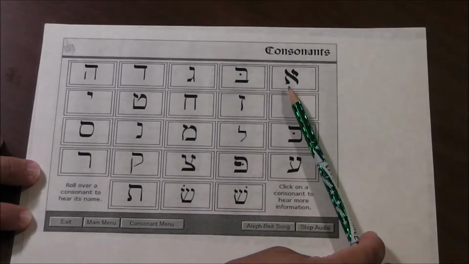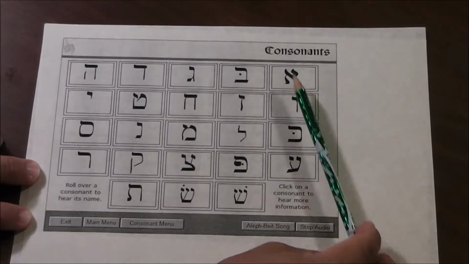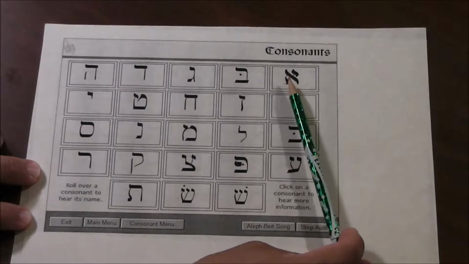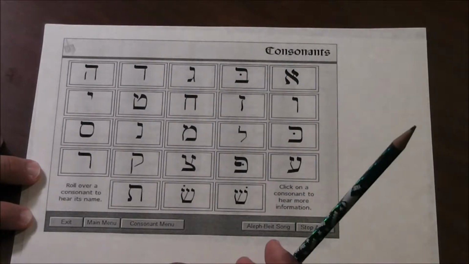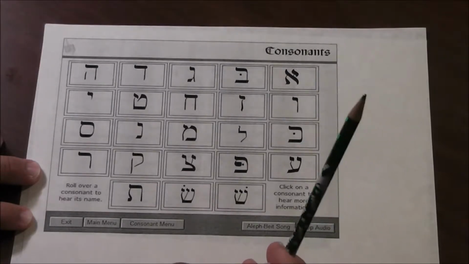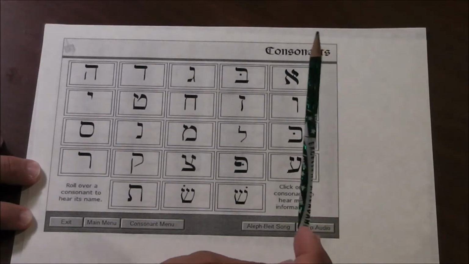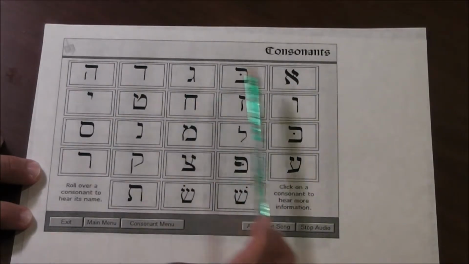So here we go. This is the Hebrew alphabet. Follow the shiny green pencil. Unlike English, which reads left to right, Hebrew reads right to left, which I think a lot of people are familiar with, and I am pretty certain John, you are already aware of that, so I'm sorry to tell you what you already know. So we'll head this direction with the alphabet.